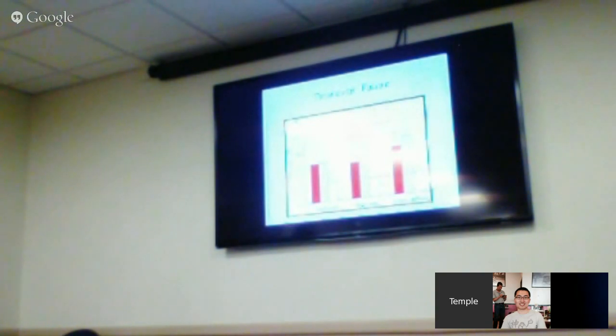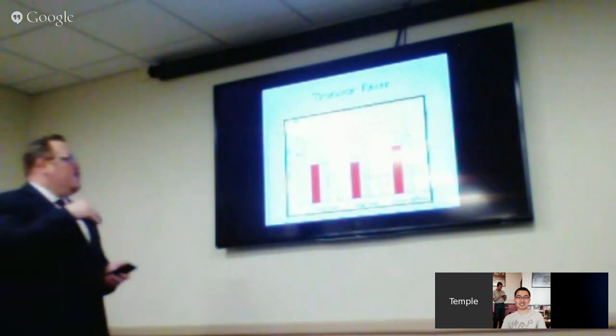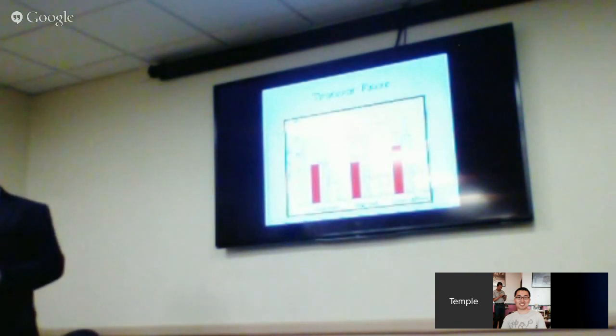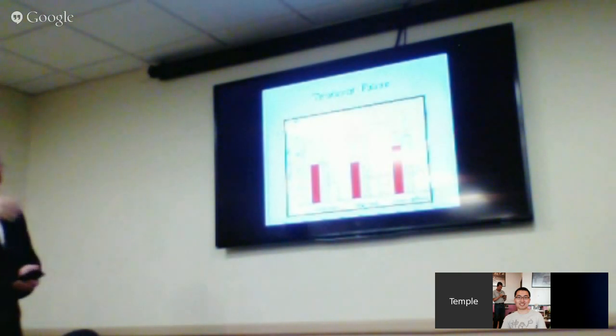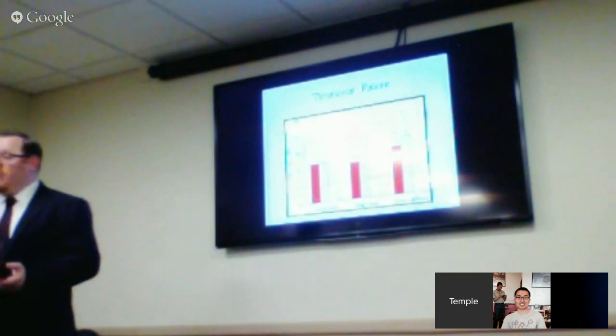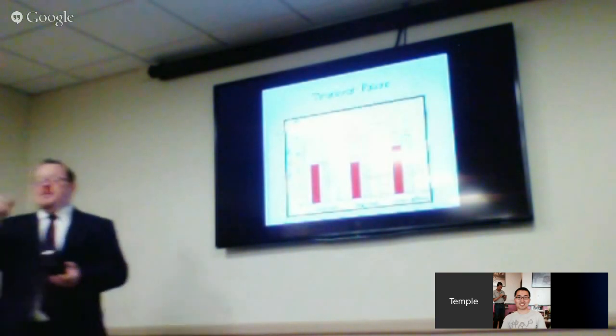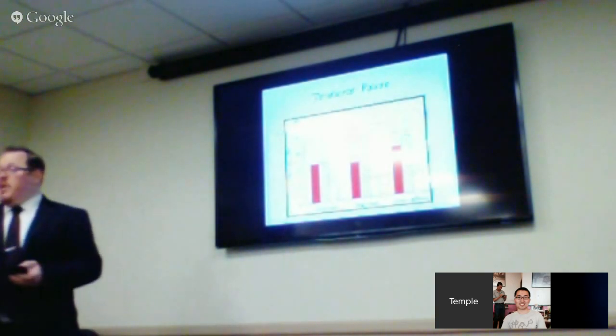Here is a schematic showing the difference. The red is the ACL reconstruction. The paler color is the repair with the scaffold, and then the white is the no treatment. You can see that in yield load, max load, and linear stiffness, they're comparable. They're not statistically significantly different, but they're comparable between the two.